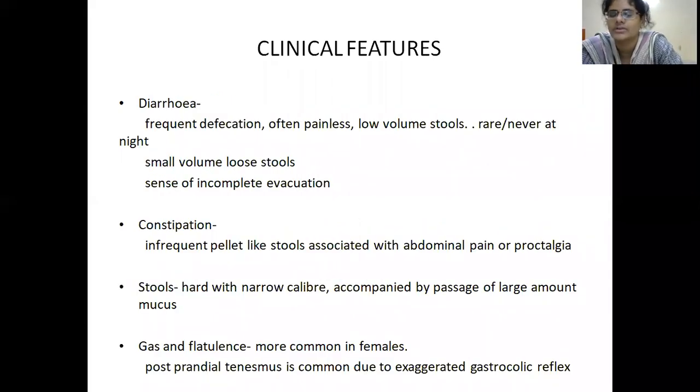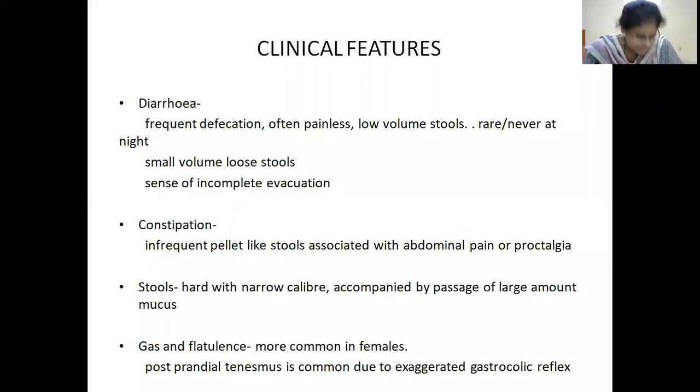If it is IBS with diarrhea predominant, how would that diarrhea be? The patient will be having frequent episodes of defecation. Usually it is painless. In the constipation time, the patient can have tenesmus, but in these diarrhea predominant patients, usually this diarrhea is painless diarrhea. They'll pass only low volume stools, very frequently. Symptoms are very rare or never at night time. Small volume, frequent stools, and there will be a sense of incomplete evacuation.